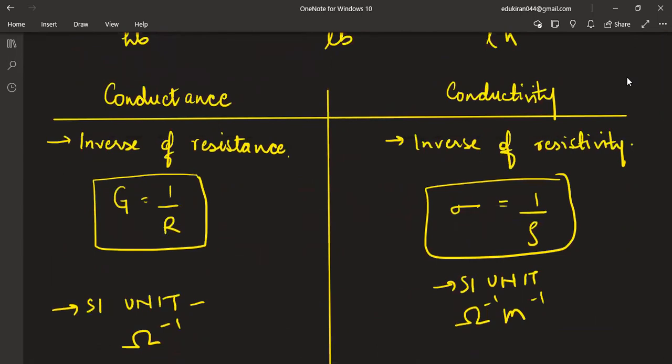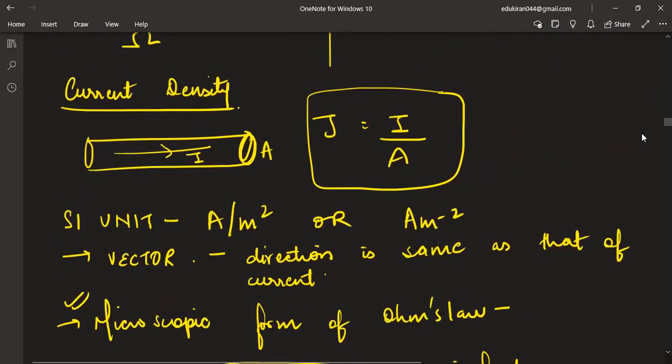Conductance is the inverse of resistance. We represent it through G. So if resistance is R, conductance will become 1 by R. SI unit is ohm inverse. Similarly, the inverse of resistivity is conductivity. You get the value of resistivity the way you calculated, use your formulas and reciprocate it, that will give you conductivity. Current density is very important.